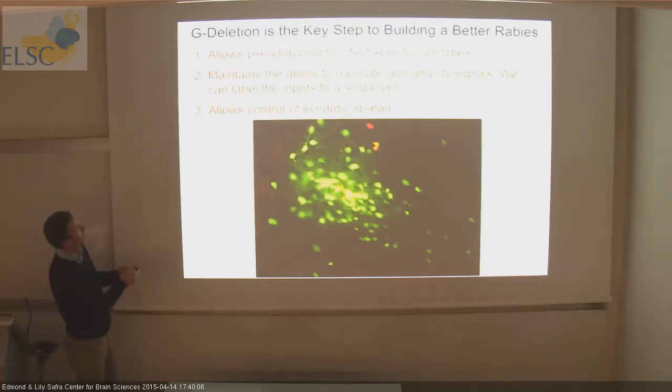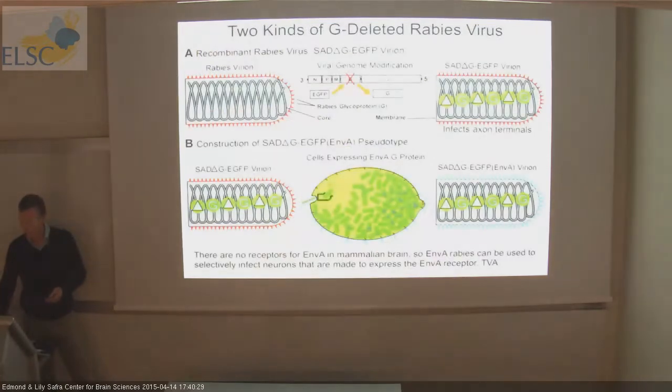And this will allow us to pseudotype the virus, as we've already talked about a bit, that allows us to infect specific cells of interest. And it also doesn't prevent the virus from being able to replicate and express its genome at very high levels. So even when you have only a few viral particles spreading from one starter cell to the others, you will detect that. But it also allows us to control the synaptic spread, so it only goes one step and then stops.